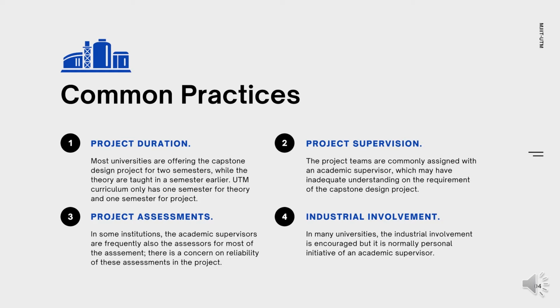The committee has benchmarked with several universities from time to time. It is found that most of the universities are offering the Capstone Design Project for 2 semesters, which the students have sufficient time for completing the project, while the theory classes are typically conducted 1 semester a year. However, chemical engineering programs in UTM are offering the Capstone Design Project for just 1 semester, which causes some negative impact to the students. In all the universities, an academic supervisor is assigned to each of the groups for monitoring the project progress and providing good input to the project.